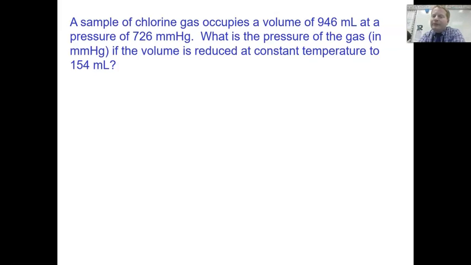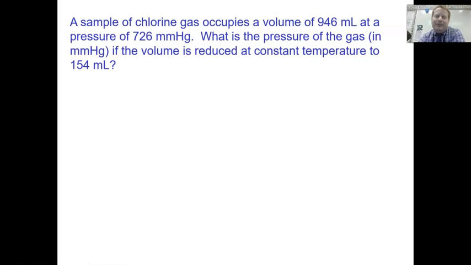It says we have a volume of 946 milliliters. I would find this in your slides, pause the video if you need to. Label that as V1, V subscript 1. That's your first volume. And it's at a pressure of 726 millimeters of mercury. That's your P1, P subscript 1. The reason is because this volume is occurring during this pressure. They are paired together. So we're calling this P1 and V1.